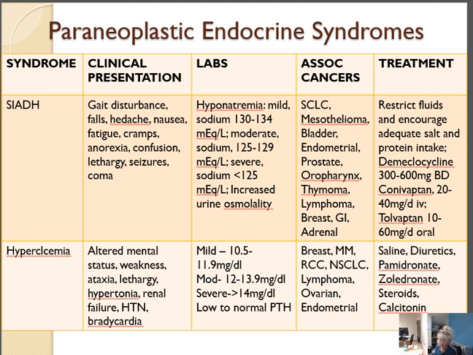The sign of Leser-Trélat is a sudden onset of multiple seborrheic keratosis. So basically, they develop really quickly all over the body, on the back and the chest. It's not over a long period of time. The seborrheic keratoses is usually a sign of gastrointestinal adenocarcinoma and again other visceral malignancies.